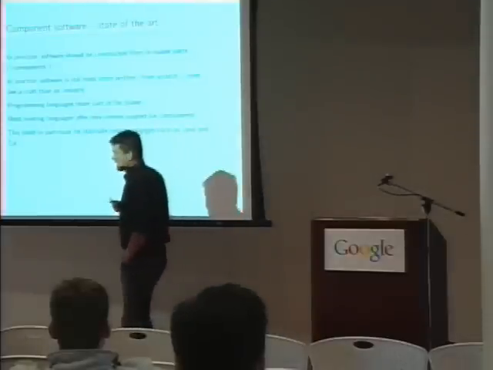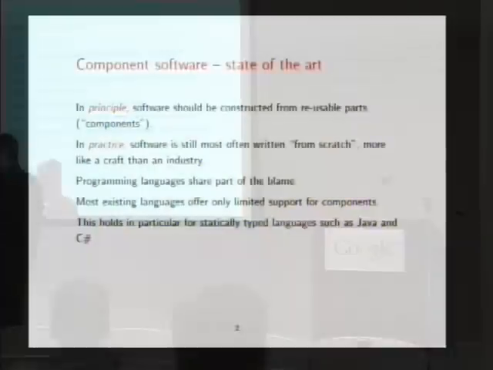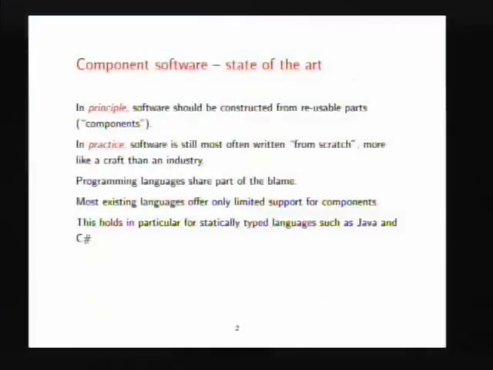So if you look at the state of the art in component systems, then it's actually pretty miserable. In principle, our principles are clear. Software should be constructed from reusable parts. Markets for component systems have been postulated for 10 years now, that you would have a market like for hardware parts where we have suppliers of components and customers of components and all that. In practice, very little of that has come true. So most software is still written from scratch, more really like a craft than an industry.